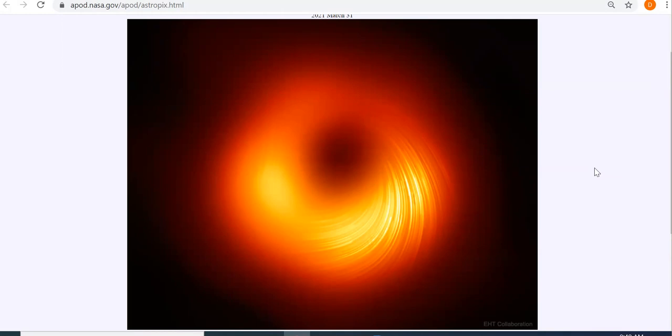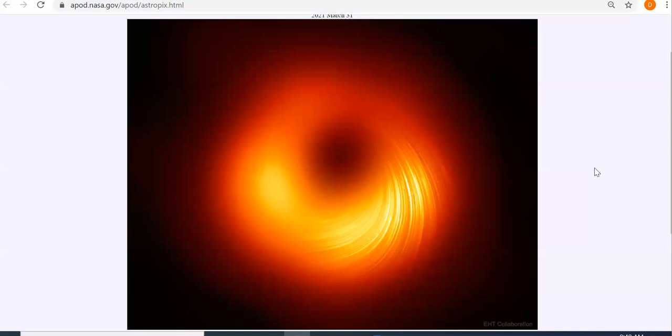It is not Sagittarius A star, although the experiment that collected the data that led to this image also collected data on Sagittarius A star. They've yet to really publish anything about that, so that's something to look forward to. Sagittarius A star is the supermassive black hole at the center of our galaxy, the Milky Way. This is another supermassive black hole at the center of a galaxy, not Andromeda, but M87.